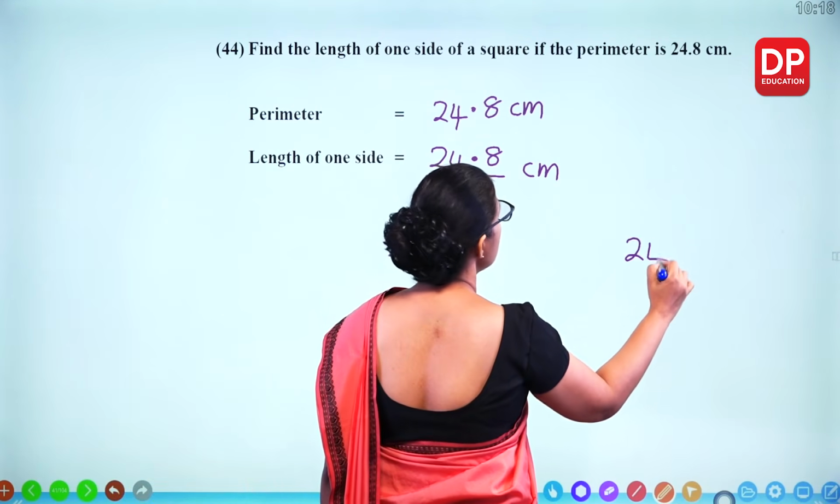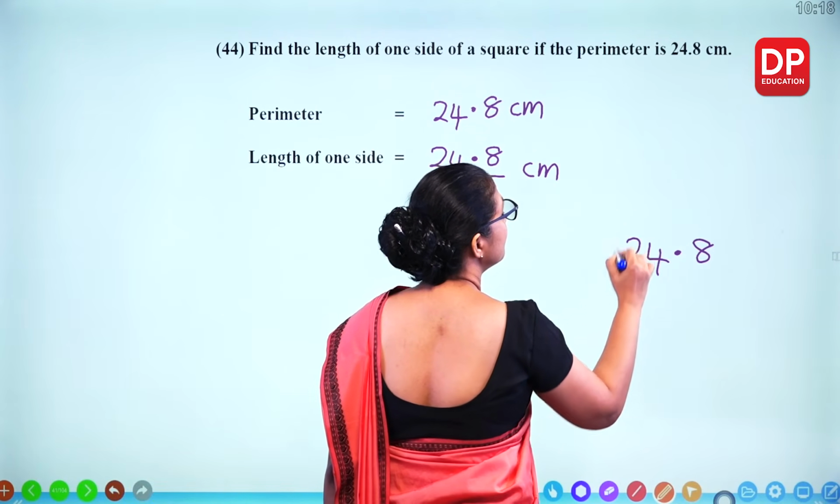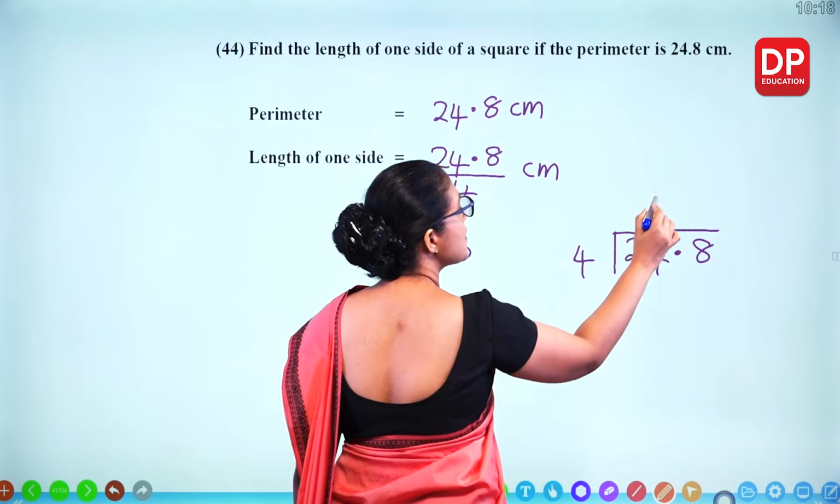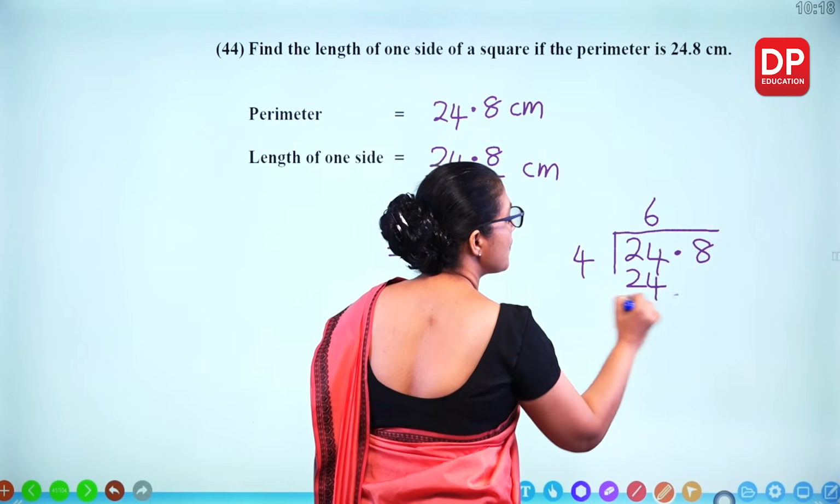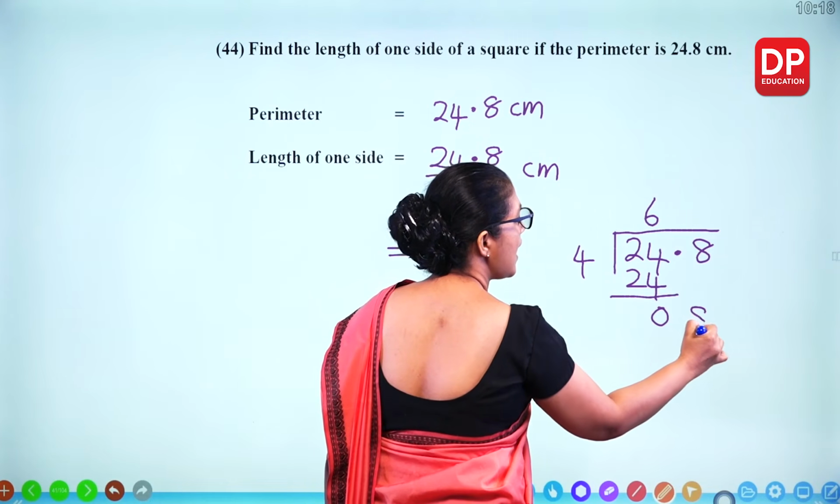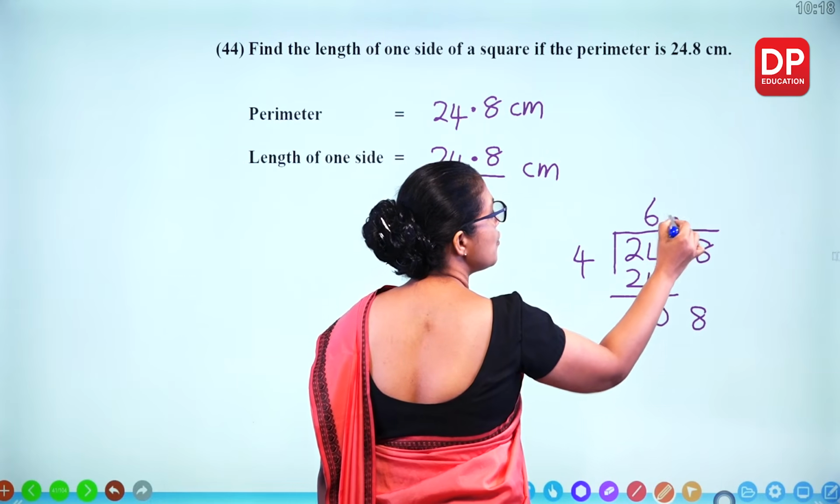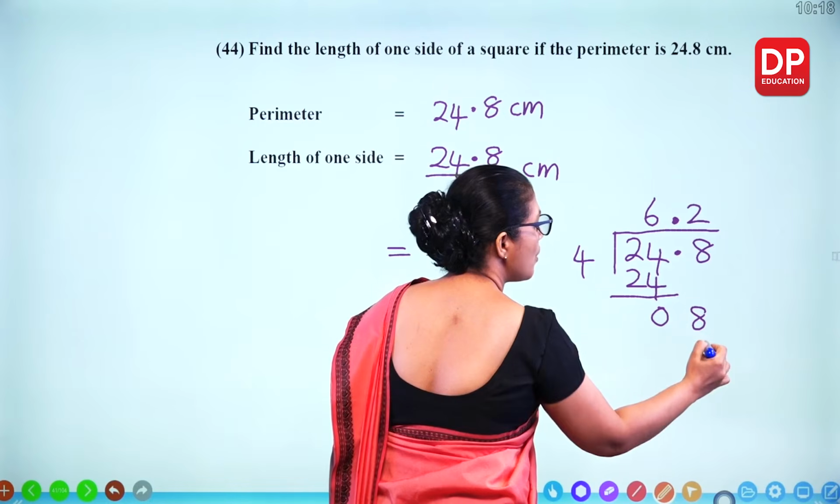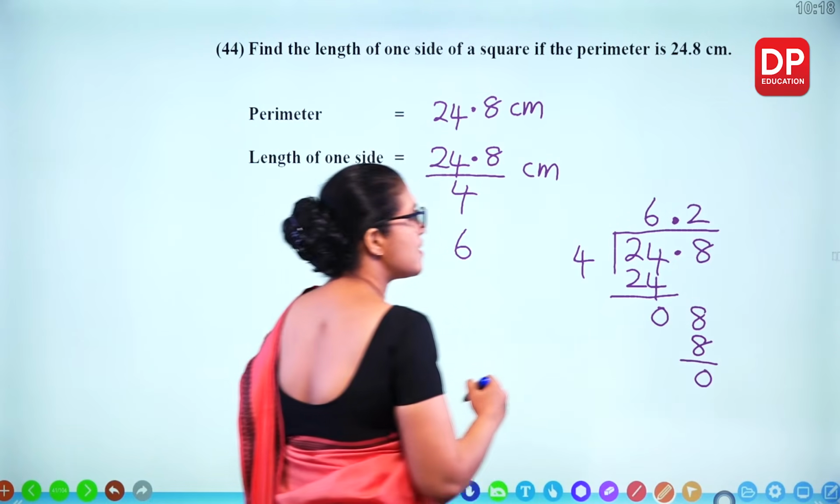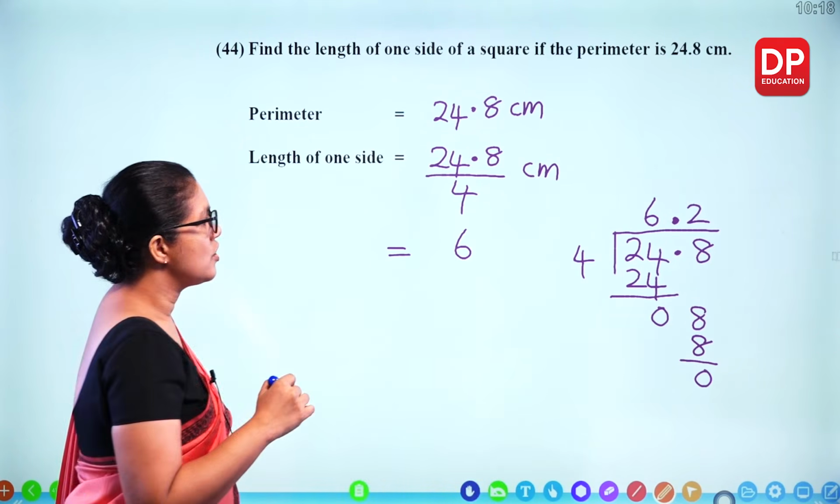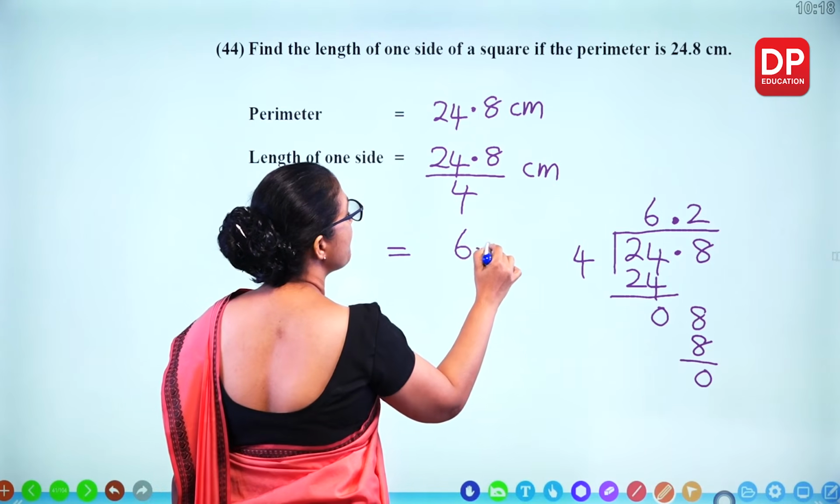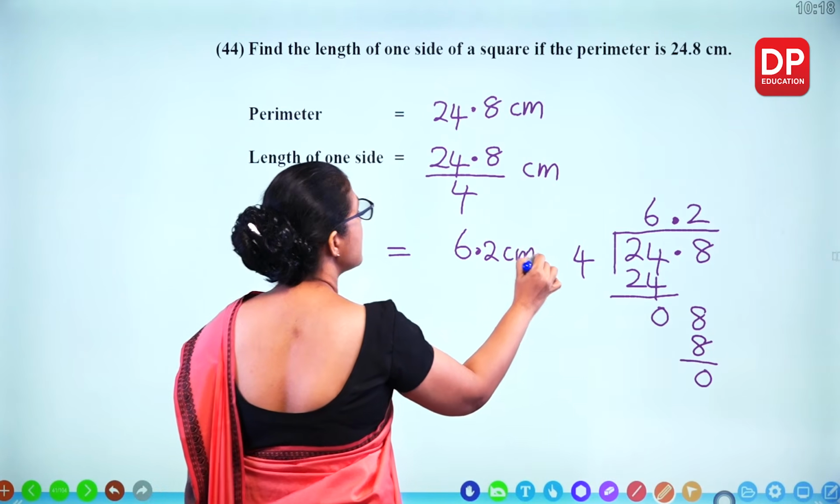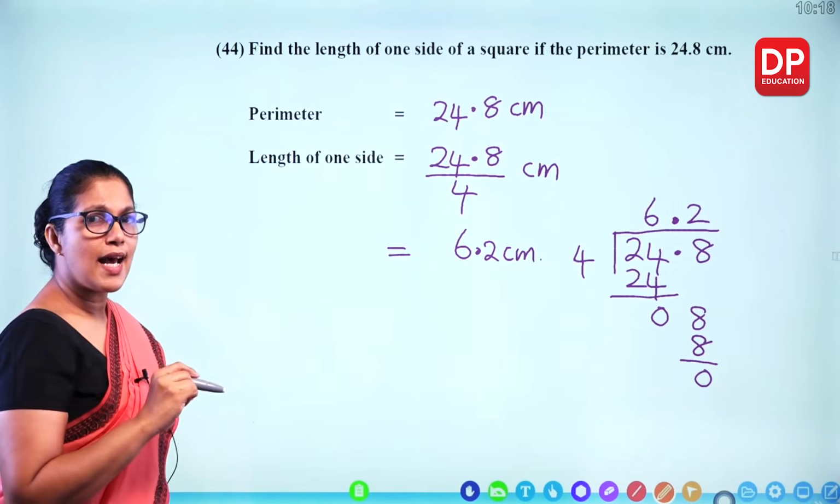So divide by 4. I'll do long division. 4 times 6, 24. 0 remaining. And you take 8. The decimal point you keep as it is in the column. 4 times 2, 8. Till you get 0, you divide. 6.2 centimeters is the length of one side.